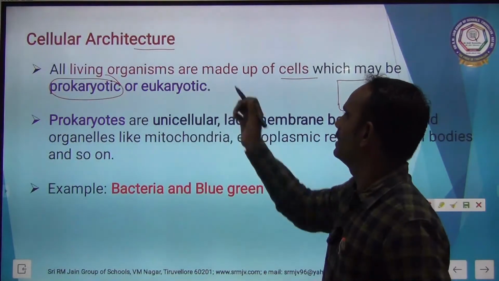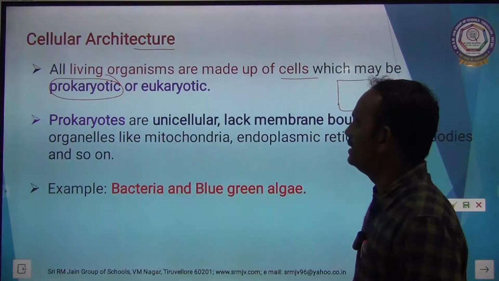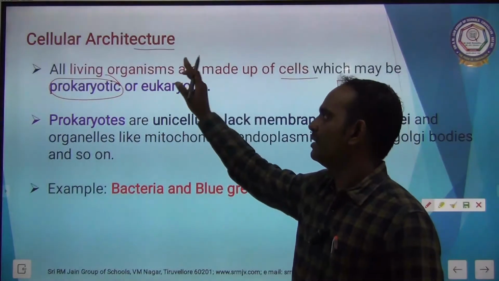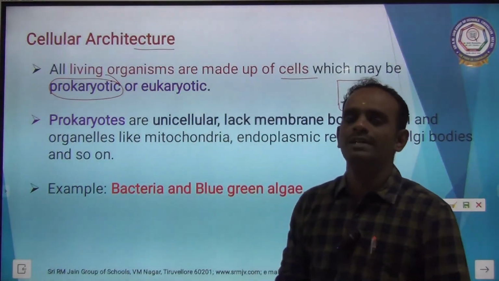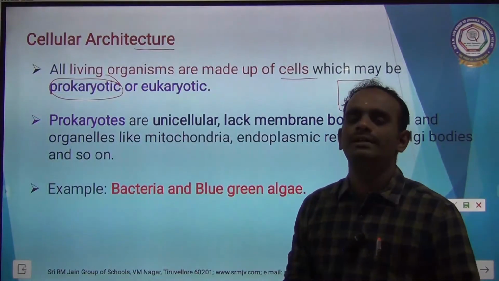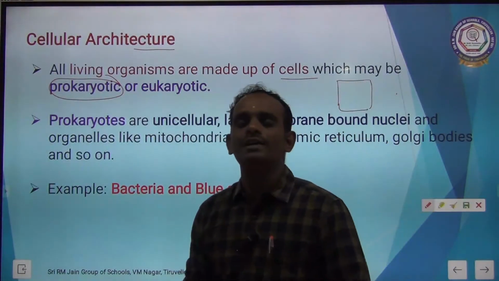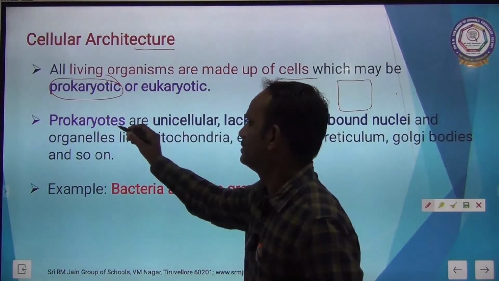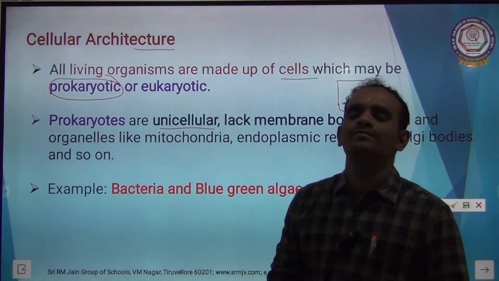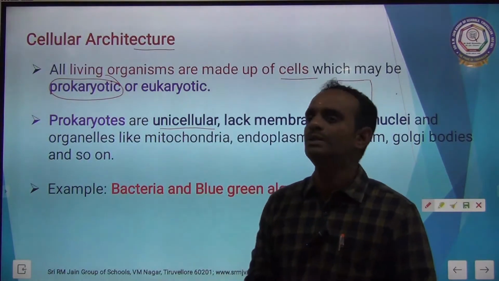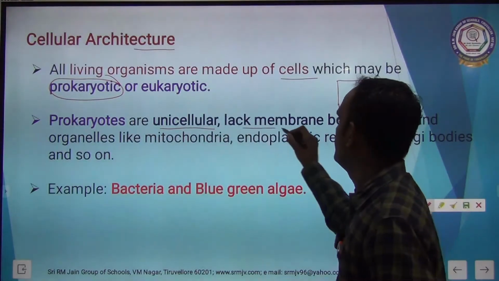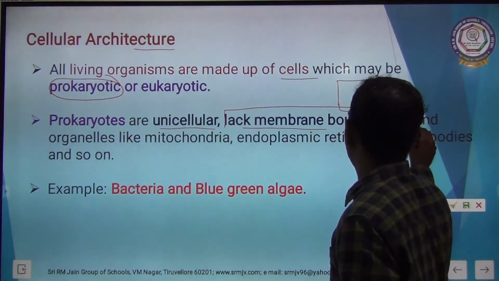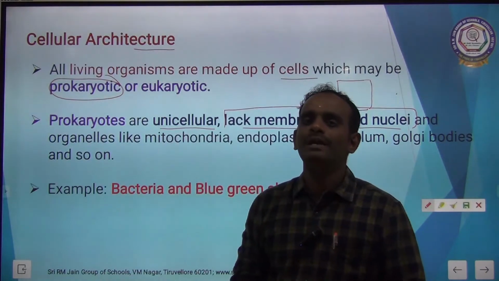Okay, so all living organisms are made up of cells which may be prokaryotic or eukaryotic. That means they have a well-defined nucleus or may not have a well-defined nucleus. If it is well-defined, it is called a eukaryotic cell. If it may not have a well-defined nucleus, it is called a prokaryotic cell. Clear, children? Yes, prokaryotes are unicellular. Most of the prokaryotic cells are present in unicellular organisms. They lack a membrane bound nucleus. Very, very important. So prokaryotic means they are absent in membrane bound nucleus.